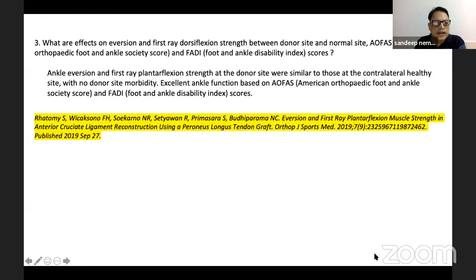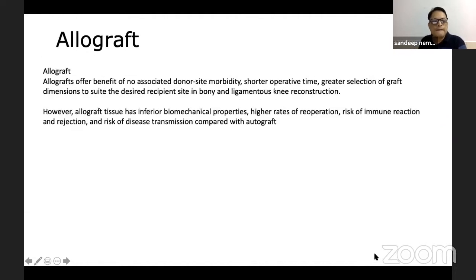So they found that the ankle eversion and first ray plantar flexion strength at the donor site were similar to those at the contralateral healthy site with no donor site morbidity. Excellent AOFAS and foot and ankle disability scores were found in those patients.